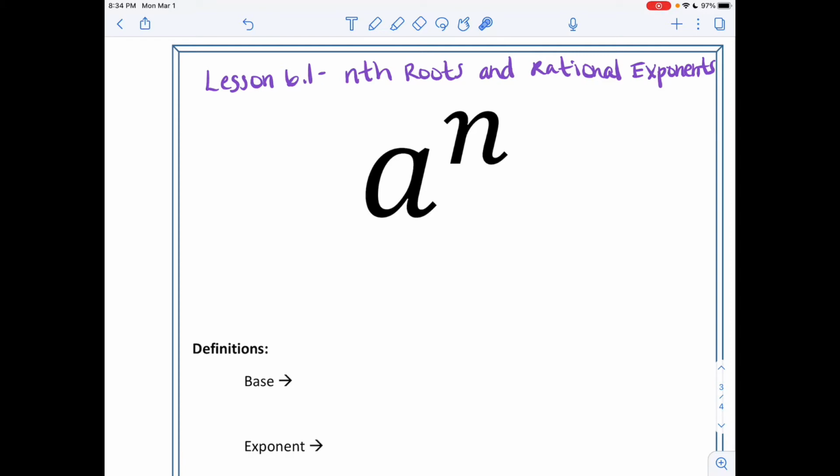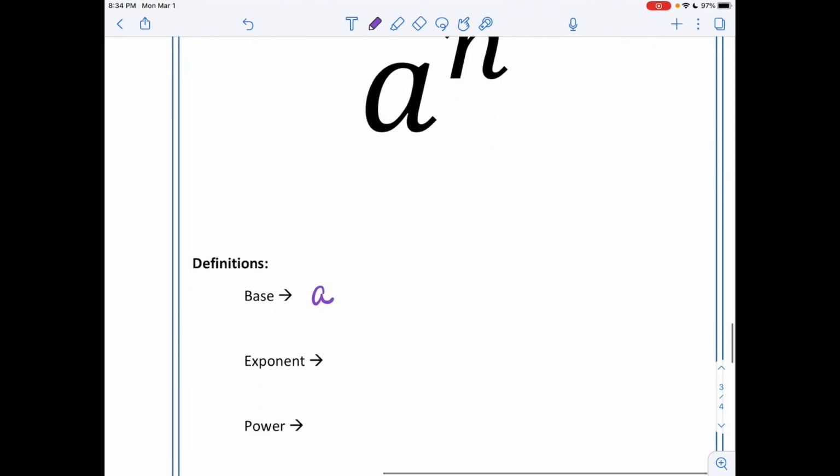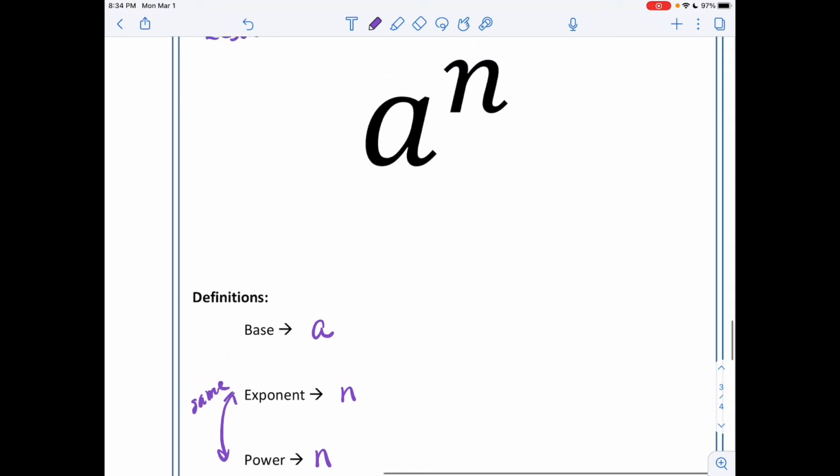Let's talk about a couple of definitions first. If we have a number or a variable that we're going to call a, and it's raised to the power of n, a is considered the base, and the exponent is n. The exponent can also be called the power, so these two mean the same thing. All right, so a is our base, and n is our exponent or our power.